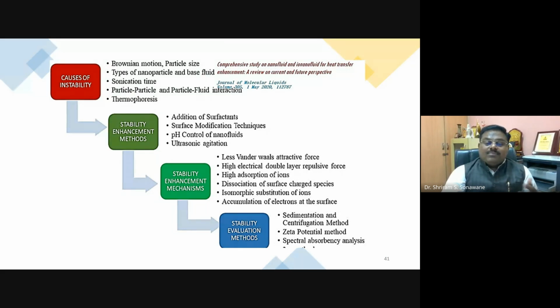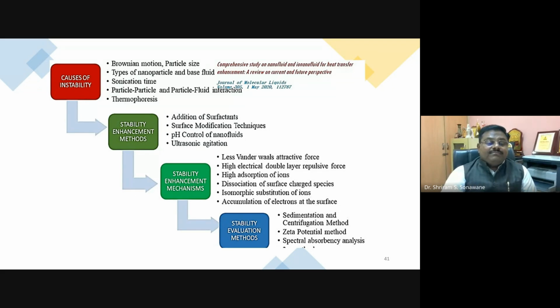And the increase in zeta potential and absorbency increases the stability of the nanofluids. So there are stability enhancement methods: addition of surfactant, surface modification technique, pH control of the nanofluid, because stability can be obtained when the pH value is far from the isoelectric point, which is a point of zero potential, thus giving maximum repulsion between the particles. Ultrasound agitation: as much as you agitate it, it may be in stable form.